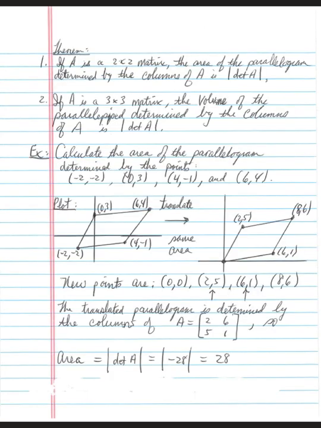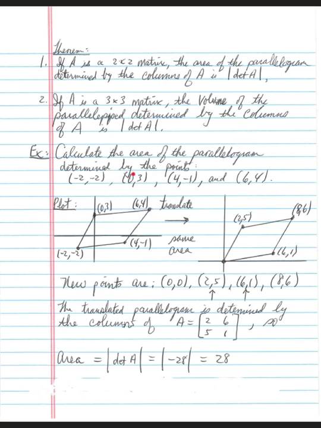Let's look at a couple theorems. If A is a 2 by 2 matrix, the area of the parallelogram determined by the columns of A is the absolute value of the determinant of that 2 by 2 matrix. If A is a 3 by 3 matrix, the volume of the parallelepiped determined by the columns of A is the same thing. It's the absolute value of the determinant of your matrix.